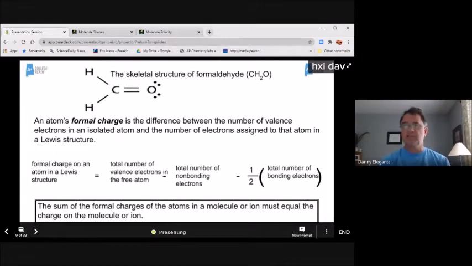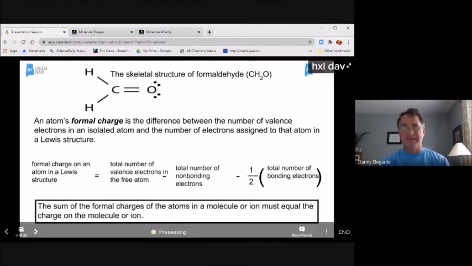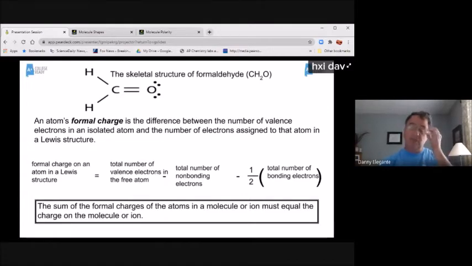Formal charge helps us figure out what is the best Lewis structure. So sometimes you'll get a Lewis structure and you'll be like, yeah, but I could also draw it this way. So which way is best? So formal charge is pretty easy. You take the number of valence electrons minus the number of non-bonding electrons around that atom minus half the number of bonding electrons.